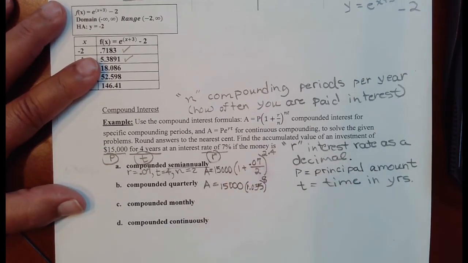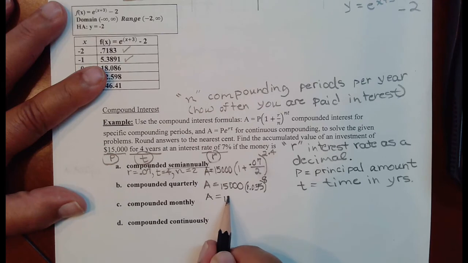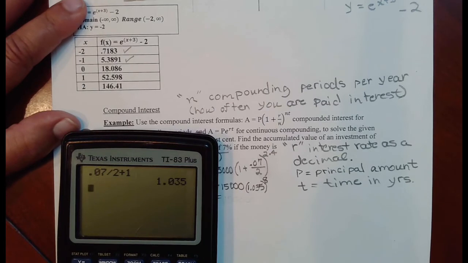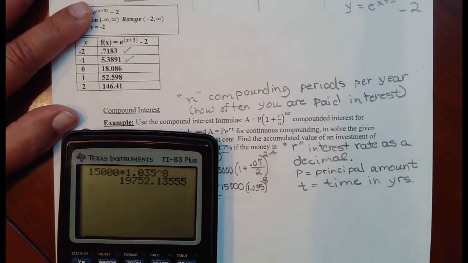Okay, so here we go. 15,000 times 1.035 raised up to a power of 8, and you end up with $19,752. You're rounding it off to dollars and cents, so that would be the second number after the decimal place. So that rounds off to 14 cents. 19,752 and 14 cents. Okay, so this is the answer for part A. Here's the answer for part B.